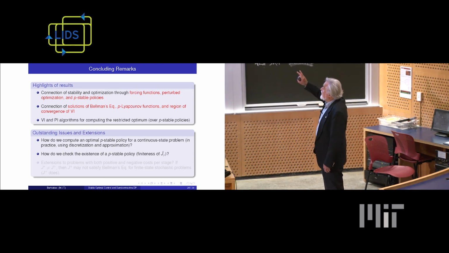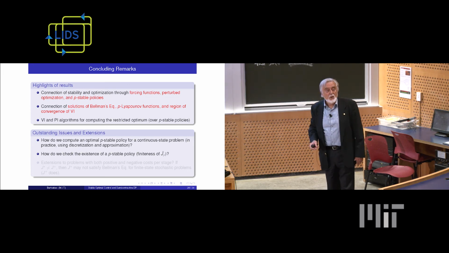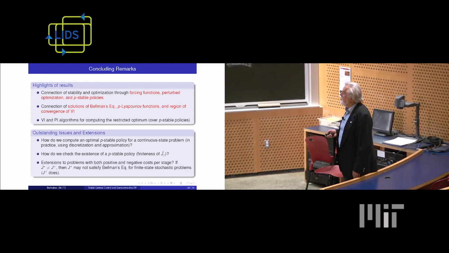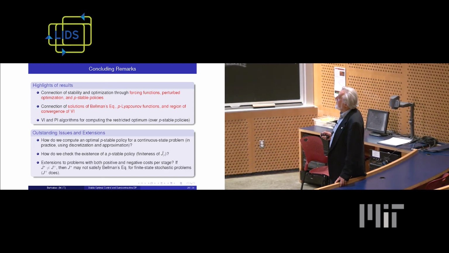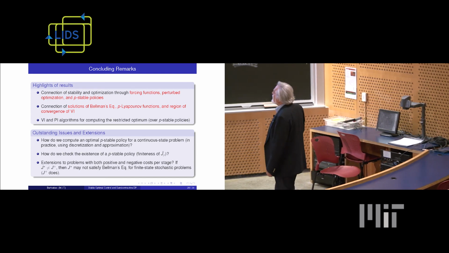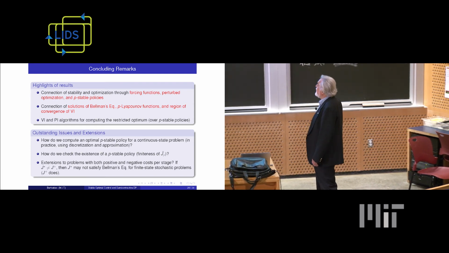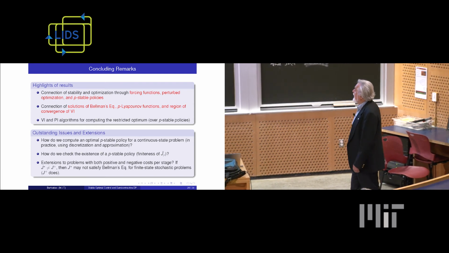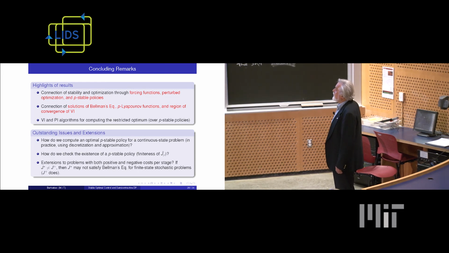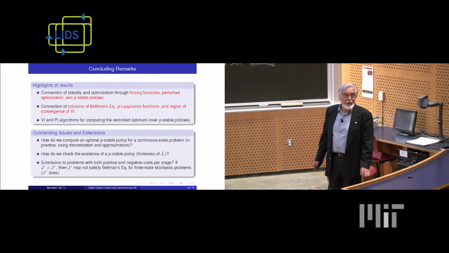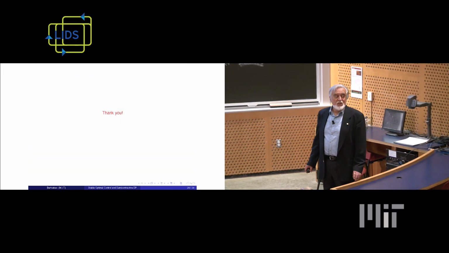A special case of this is how do you check the existence of a terminating policy, which is the same as asking the question, how do you check controllability of a given system? Algorithmically, how do you check that? And there are also some strange problems that involve positive and negative cost per stage, where J star may not even be a solution of Bellman's equation. And some extensions to those are an interesting direction to look into. So that's it.